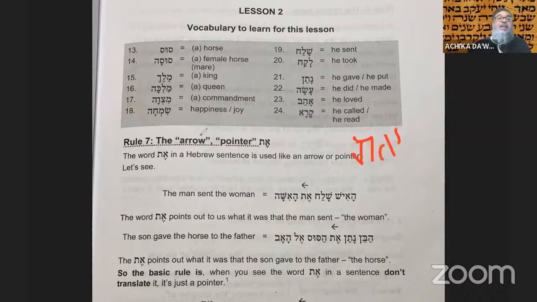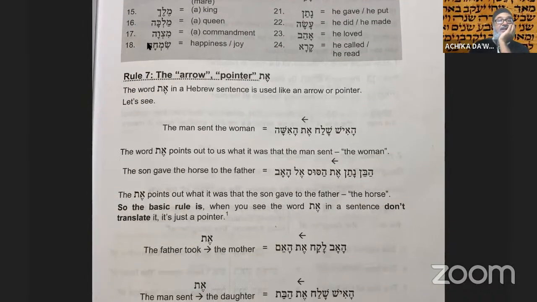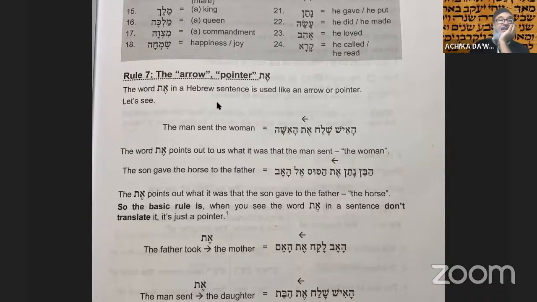So what does it mean? It's an arrow. That's exactly what it is. An et is an arrow. And it's going to tell us how it came up with this. So we're going to look at how it's being used. The word et in a Hebrew sentence is used like an arrow or a pointer. This first sentence here is the man sent the woman.